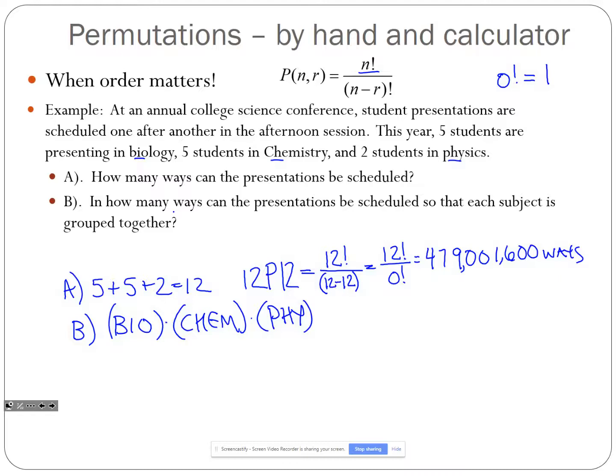We have 3 categories of classes, biology, chemistry, physics, and we have the people or the students within that group. So there are 5 biology students that can be arranged, where order matters, because each arrangement would yield a different schedule. We have 5 chemistry students, and we have 2 physics students.